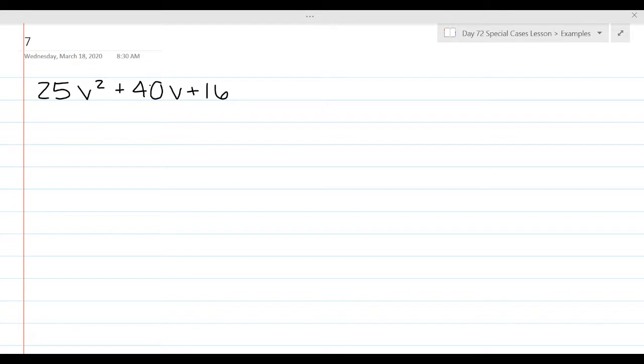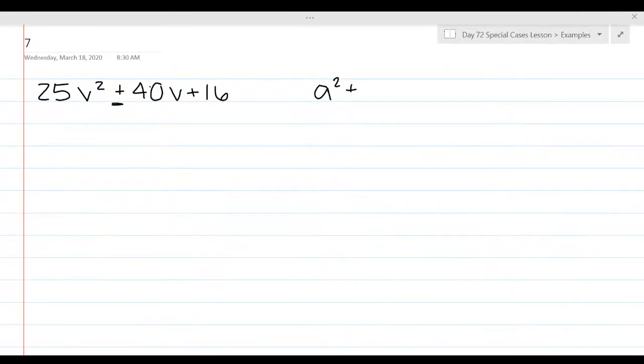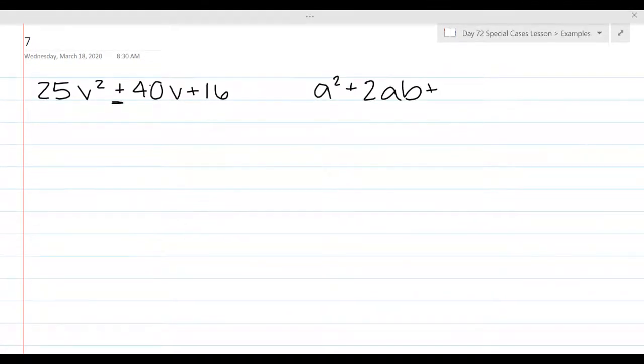Okay, let's look at our next example. So this one has a plus here. So we know that it's going to look like our second special case: A squared plus 2AB plus B squared.